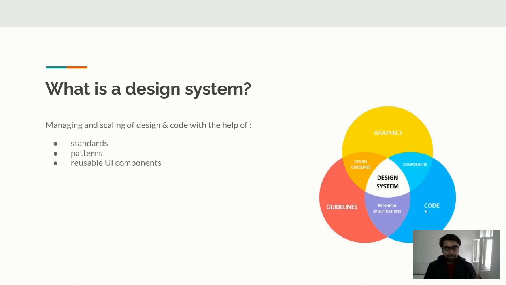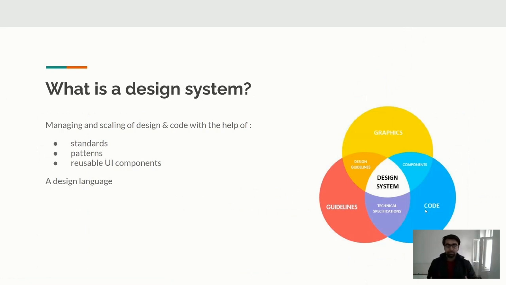Okay, a design system is the managing and scaling of design and code with the help of standards, patterns, and reusable UI components. It's also a design language. So what happens generally is, I am in Germany right now. I don't know German, so it's very difficult for me as an Indian to communicate with someone in German, right? That's because we don't speak the same language. Or suppose in India we might not know all the languages, so it's difficult for us to communicate.